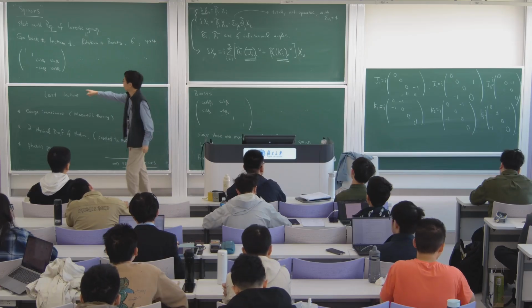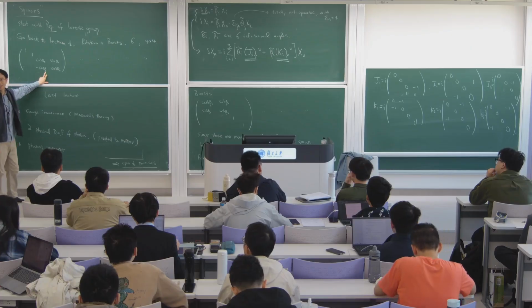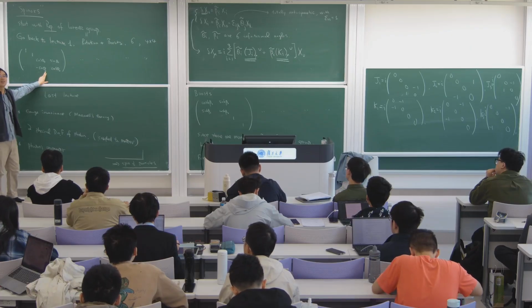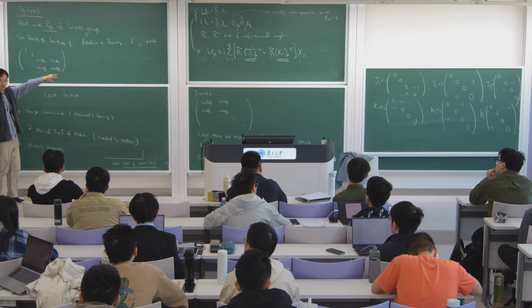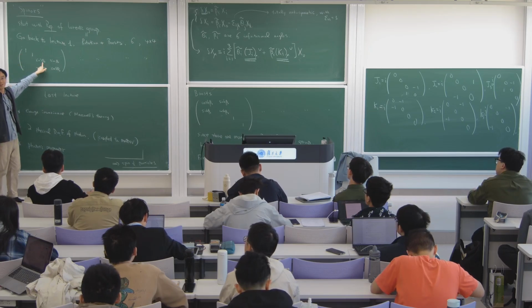For example, let's do this one. This is the rotation with the parameter theta. So in order to get the infinitesimal matrix written there, I can use this matrix. First, expand in theta.